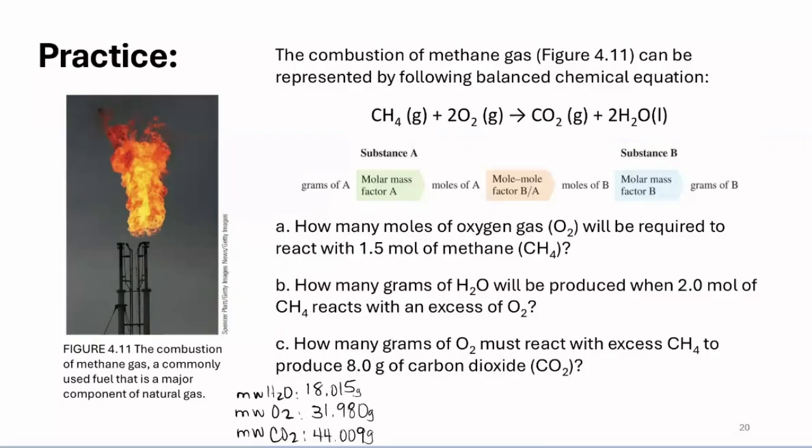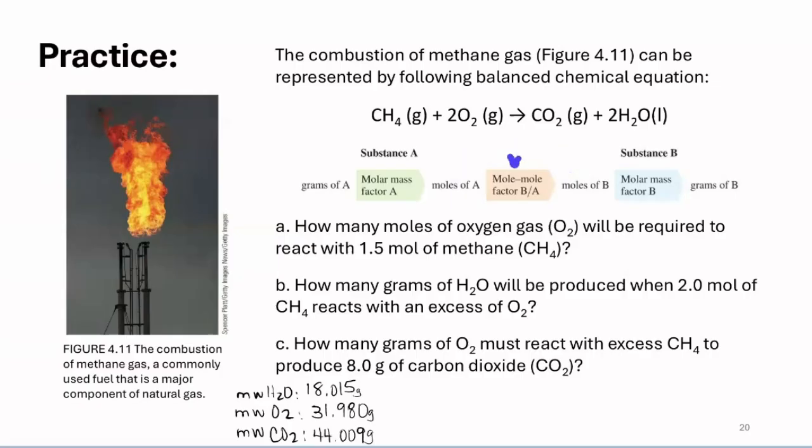Question A states, how many moles of oxygen gas will be required to react 1.5 moles of methane? What we are given is moles of a substance. So within our flow chart, this is kind of like standing here where it says moles of A. Because the question is asking about moles of something else, basically, we are just converting from moles of A to moles of B.